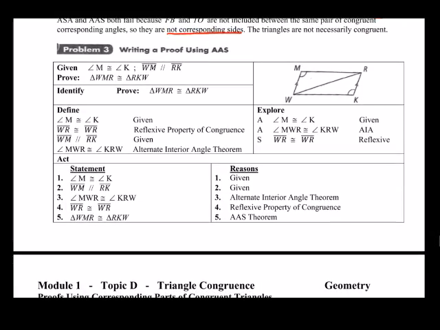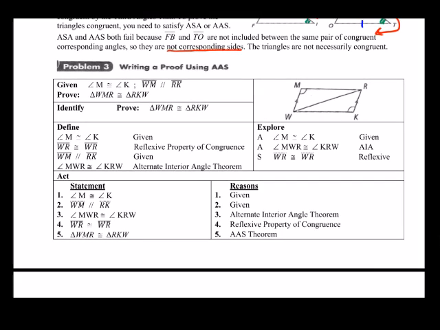Let's look at some proofs for this. Absolutely nothing new on this. We look for the same things as we did with our other three triangle congruence opportunities. It's just we are looking for two angles and a corresponding non-included side. So let's look at our triangle here. I see a given angle and a given angle, and a reflexive side.